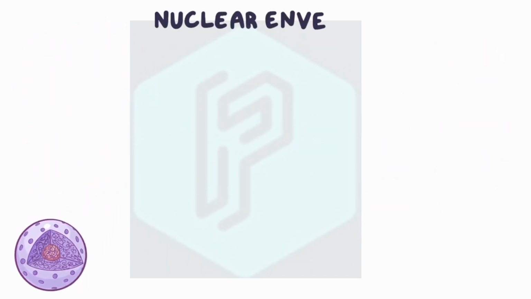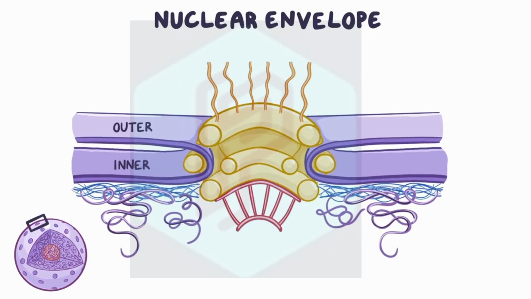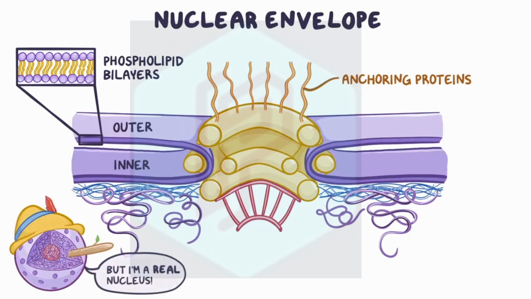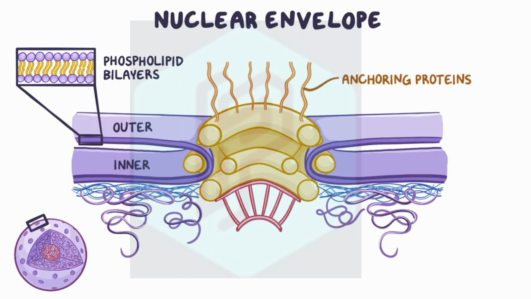Let's start with the nuclear envelope, which has an inner and outer membrane, both of which are made of phospholipid bilayers. The outer membrane has lots of anchoring proteins that allow the nucleus to remain suspended within the cytoplasm, like a puppet on strings. The inner membrane is covered by the nuclear lamina, which is a network of lamin proteins.